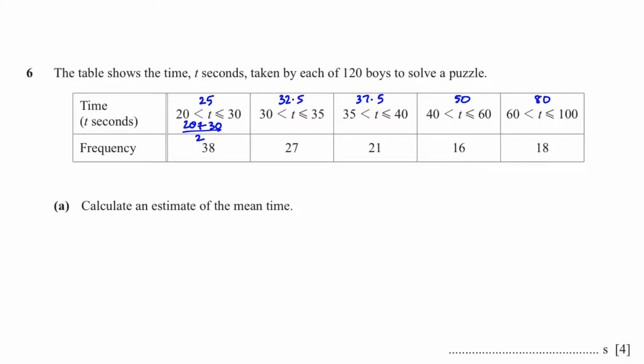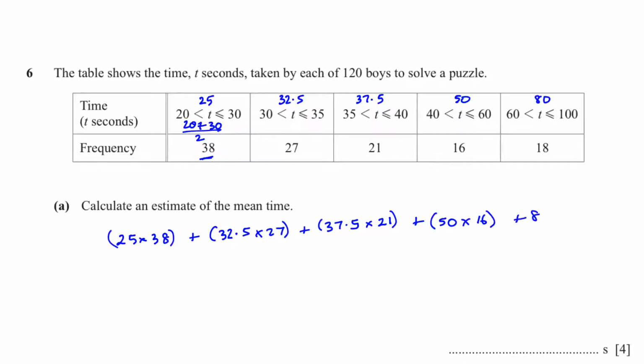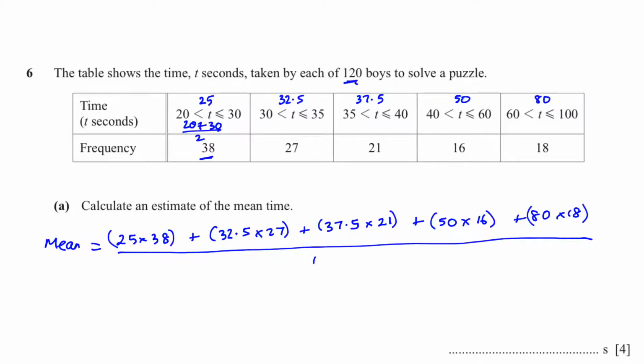And after you do that, multiply your midpoint by your frequency. So it will be 25 multiplied by 38, plus 32.5 multiplied by 27, and so on, up to 80 multiplied by 18. This is your sum, and divided by your total frequency. Our frequency is 120. You will get 40.458. You can round it to 3 significant figures, 40.5. So that is our mean.